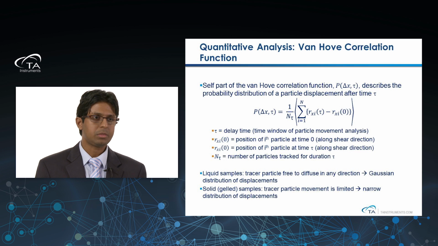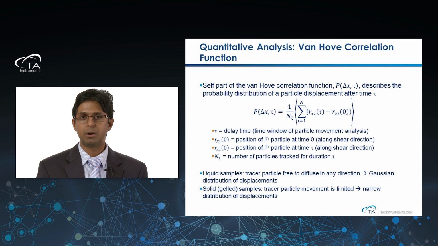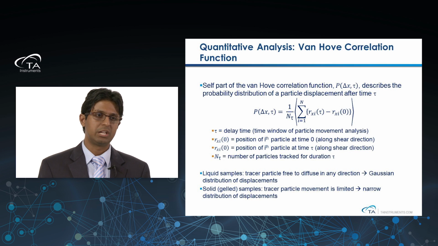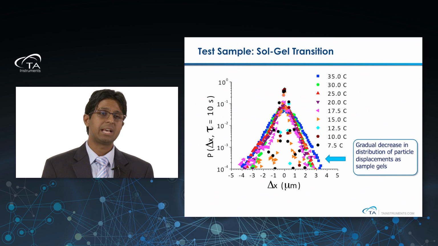If we had a liquid-like sample, once again, the tracer particles are free to move in any direction. So you would see a Gaussian distribution of particle displacements, with most particles remaining right around their initial location. And if you had solid or gel samples, the tracer particle movement is restricted, so you'll have a very narrow distribution of particle displacements. And that is exactly what we see.